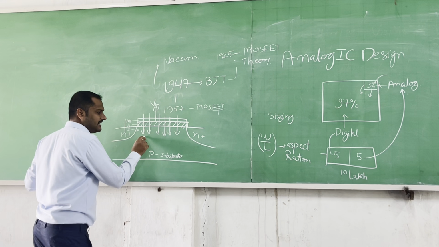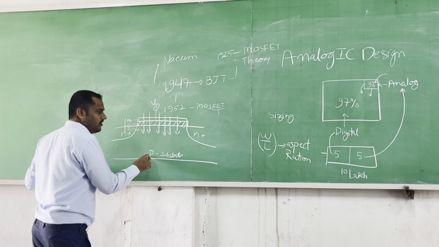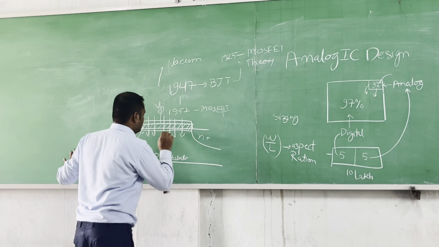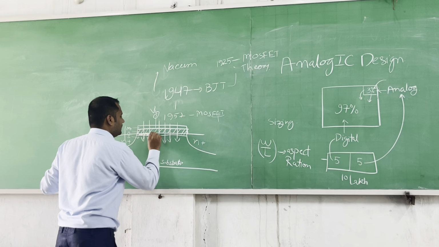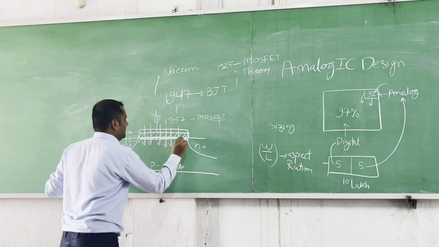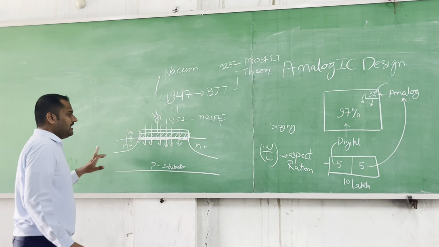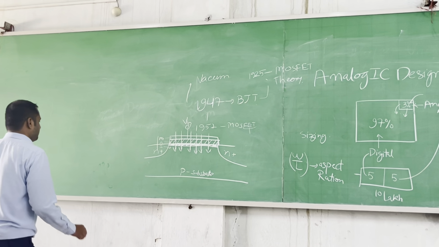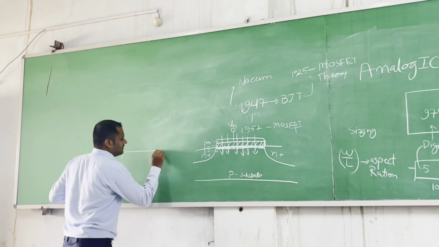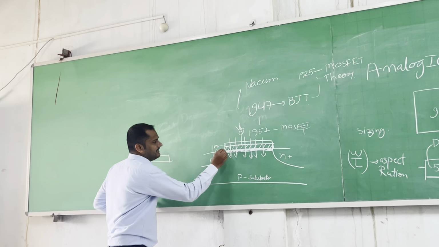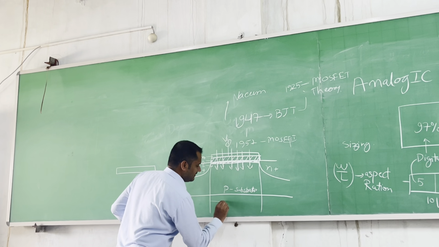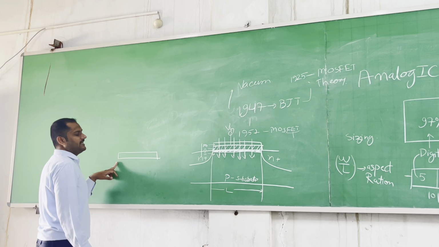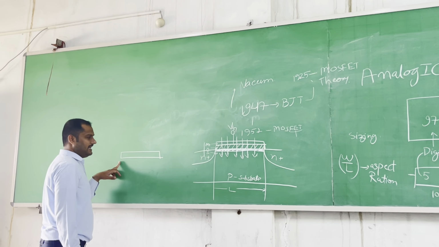Upon the application of this electric field, this P region gets inverted into N. This interface gets inverted into N. This is called the channel. Now we will consider this channel as a semiconductor bar of length L. This is our channel length, no? We term this as L. Now we will consider this as a semiconductor bar of length L.